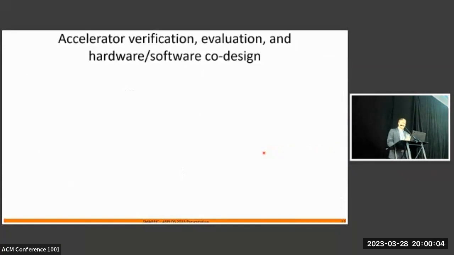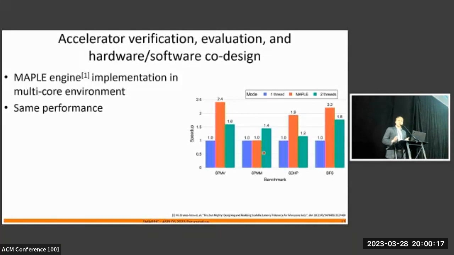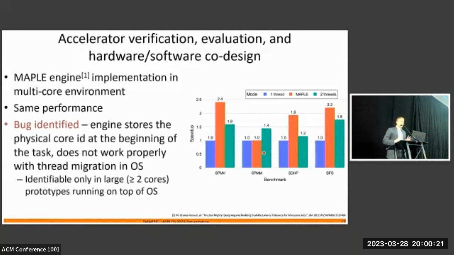The second one is accelerator verification, evaluation, and hardware-software co-design. To demonstrate this, we re-evaluated the Maple engine for indirect memory accesses in a multi-core environment. And we saw the same performance as the authors of the original paper. But what's interesting here is we actually found a bug in the RTL implementation of the framework.